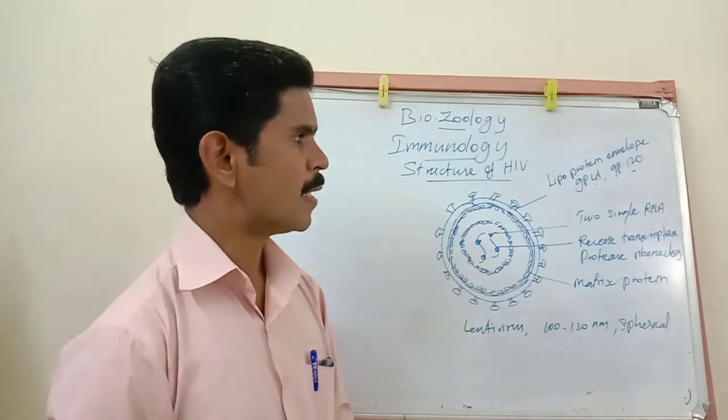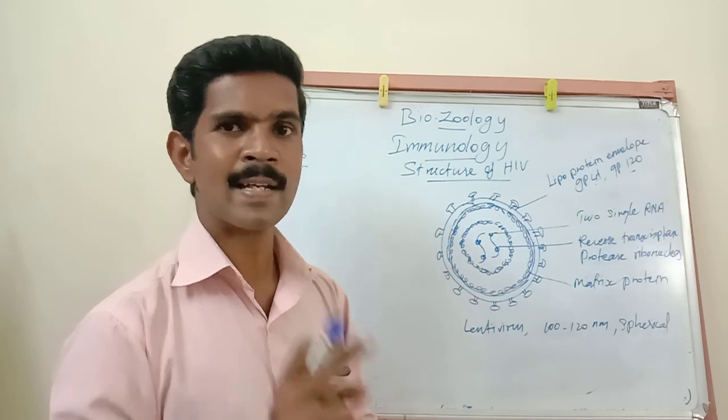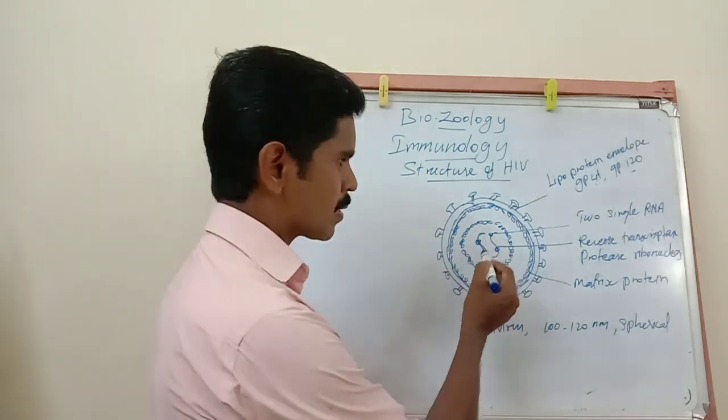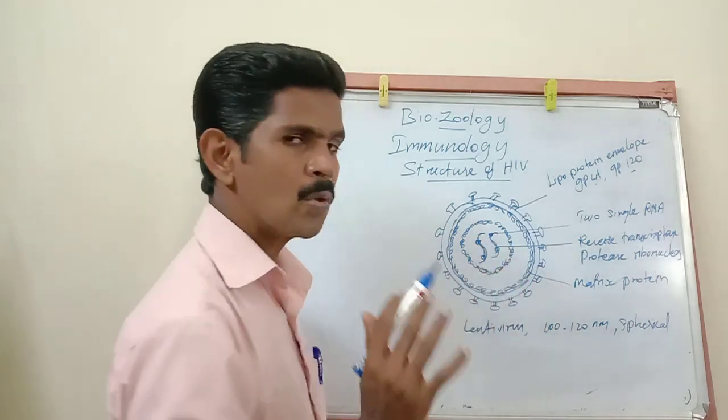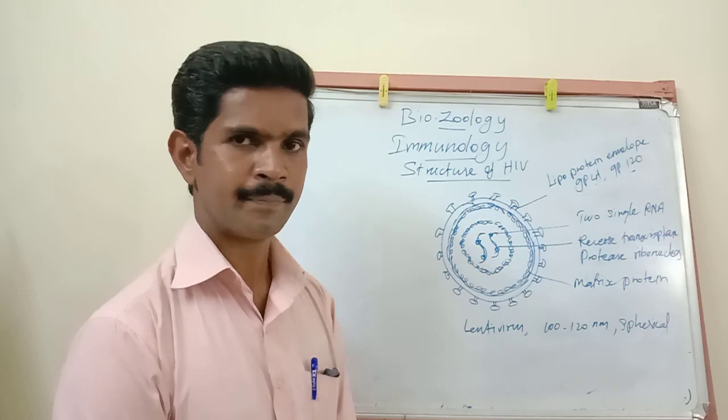Then in the center region, two single-stranded RNAs are there. This is one single strand, this is the next single strand. So two single-stranded RNAs are present in the center region of the virus.